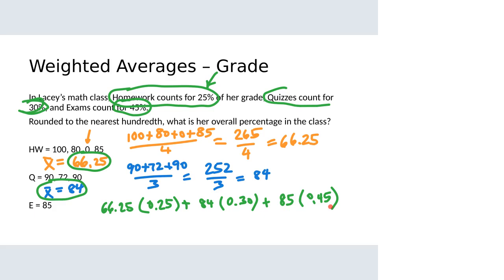We'll multiply first, following order of operations. 66.25 times 0.25 is 16.5625. Don't do any rounding until we get to the very end. 84 times 0.3 is 25.2. And then finally, 85 times 0.45 is 38.25. We'll add those together: 80.0125.